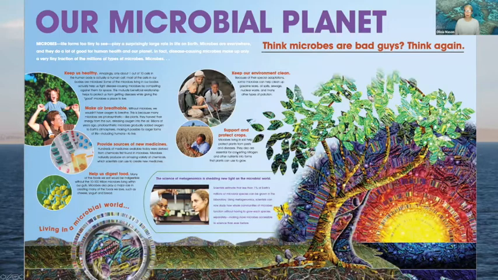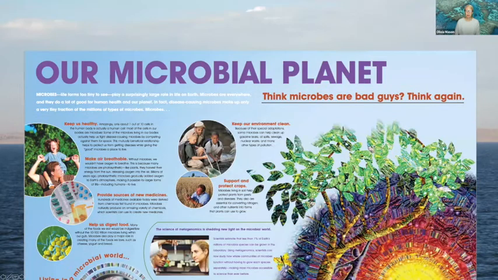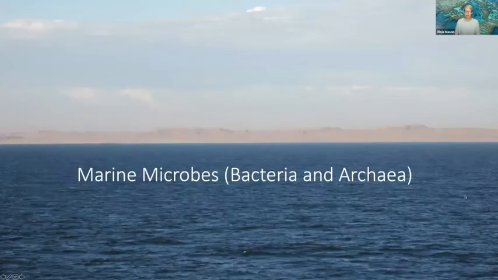They support our crops. So for example, bacteria and archaea are the only organisms that can actually fix nitrogen, so atmospheric nitrogen, right? So we rely on those microbes to fix nitrogen and to support plant growth. All right, so we need to maybe think again about microbes being all bad guys, right? So they're not all pathogens. But this is a talk about marine microbes, right? So bacteria and archaea.